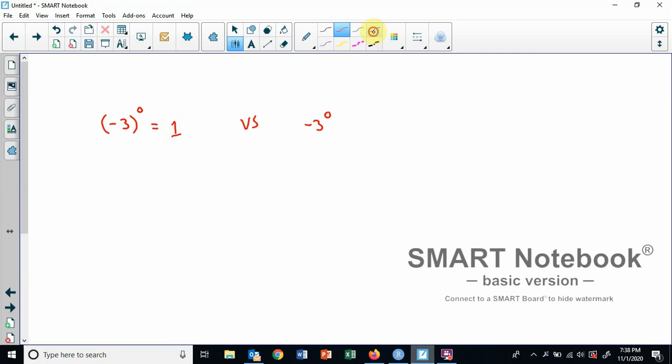Here, what is the 0 touching? It's not touching the negative. The negative is just going to float out front. The 0 is touching the 3. 3 to the 0th power is 1, right? So already notice that if the negative is inside the parentheses, we're going to get a positive. If the negative is outside the parentheses, or there are no parentheses here, with some of these I'm going to need to be careful, or I'm going to get a negative. Okay? Same thing that we just did. All right?